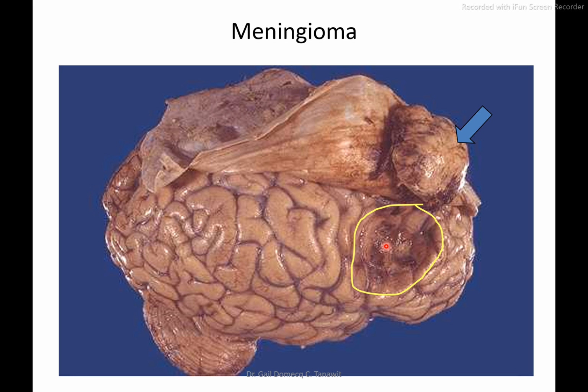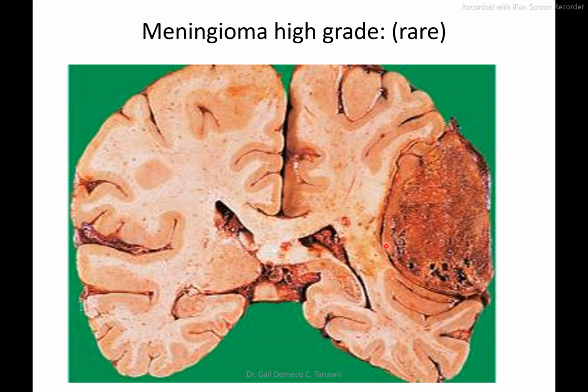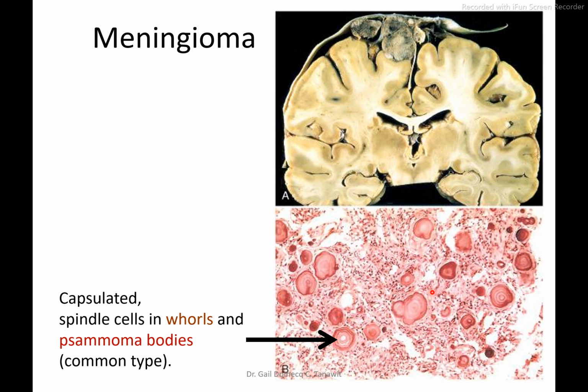Decision making. So, we can have this high-grade meningioma, or the atypical meningioma. So, this is quite rare. Okay, makikita niyo it's quite invasive already into the brain parenchyma. Okay, so, what does the meningioma look like on the microscopic view?